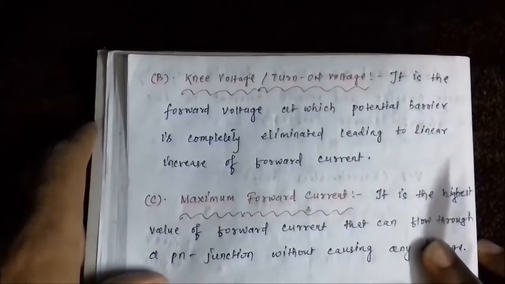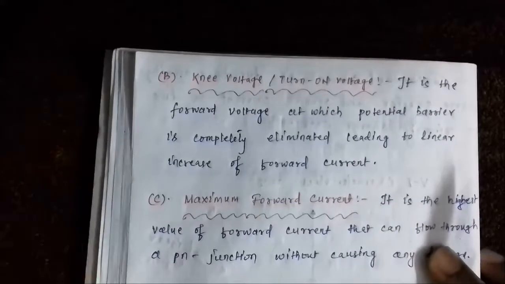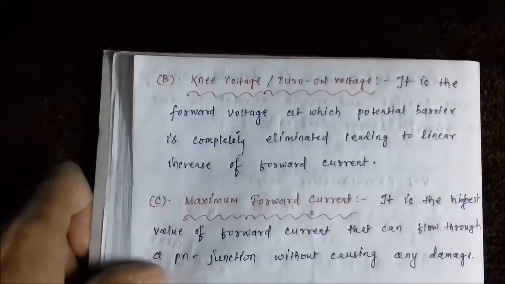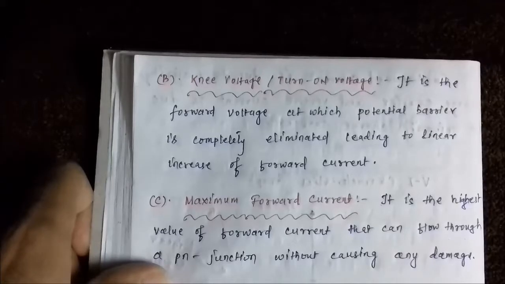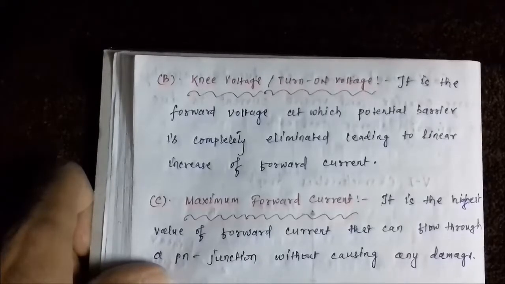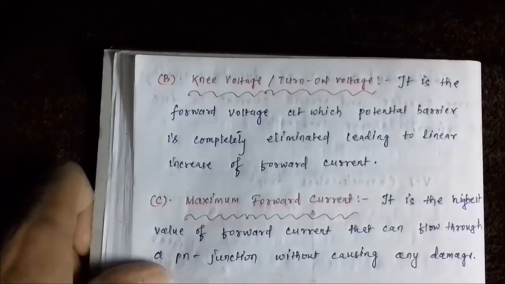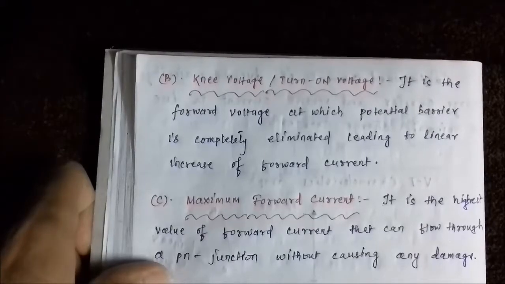Next is knee voltage, also called the turn on voltage. It is the forward voltage at which the potential barrier is completely overcome, completely eliminated, which enables free flow of current in the PN junction device. The forward current is increased.